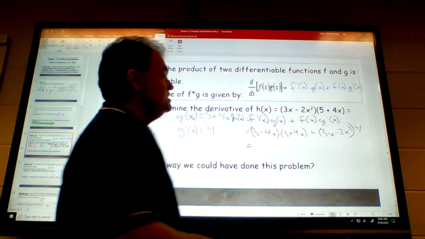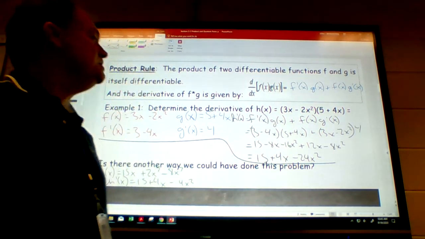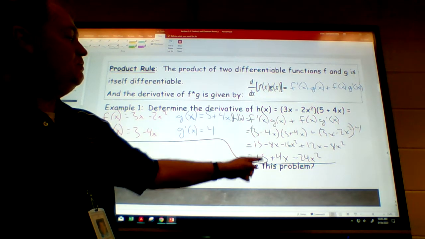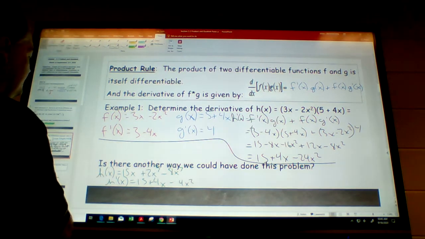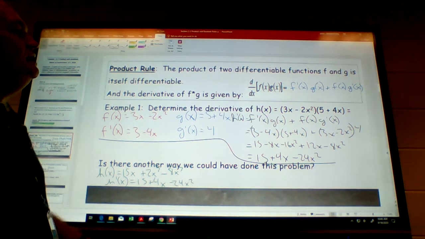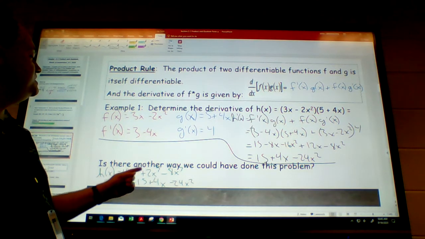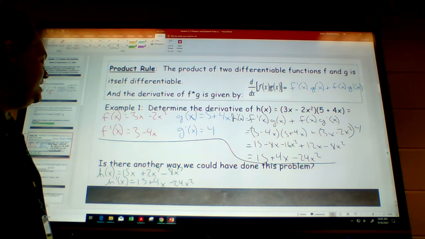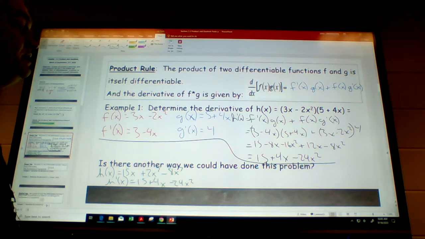kind of a long one. I'm going to pause this for a moment, and I'll work it out so you don't have to see me work the whole thing. Okay, when we're done with all the algebra, we end up with h prime of x using the product rule: 15 plus 4x minus 24x squared. Now, one thing I want to show you is if you did it the other way, if you went ahead and simplified and multiplied both of these quantities together, you would get h of x equals 15x plus 2x squared minus 8x cubed, which when you do h prime of x, you'll get 15 plus 4x minus 24x squared. So they both end up being the same.